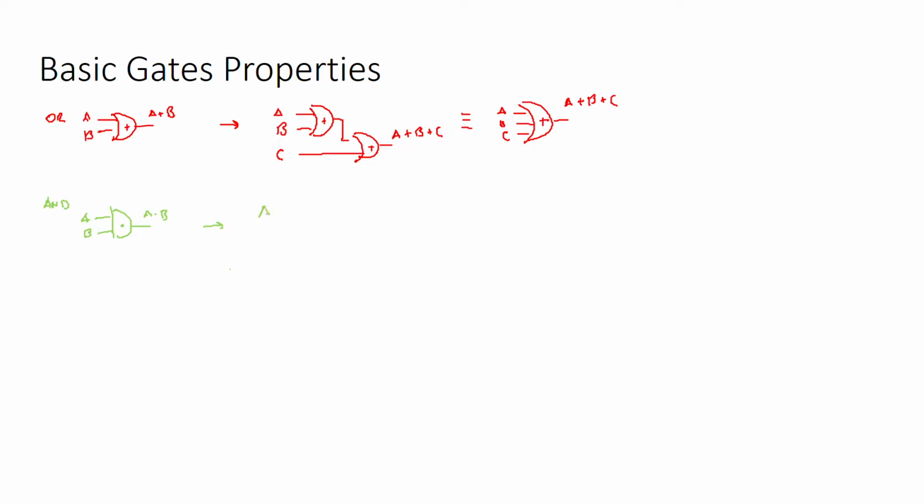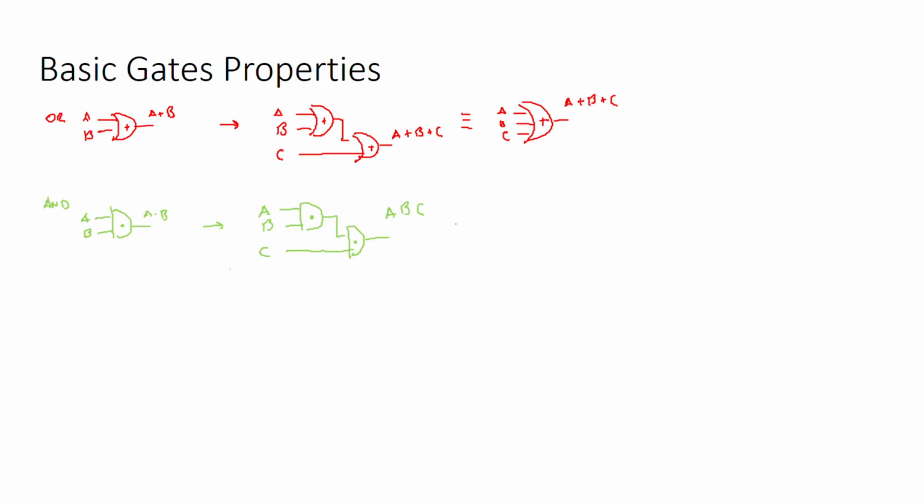Let's say this would be A and this would be B, and this would enter a new gate over here, and there it's going to be C, and the result of this would be A and B and C. Okay, it looks like a multiplication pretty much, isn't it?